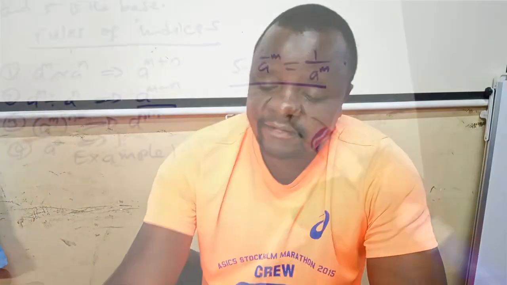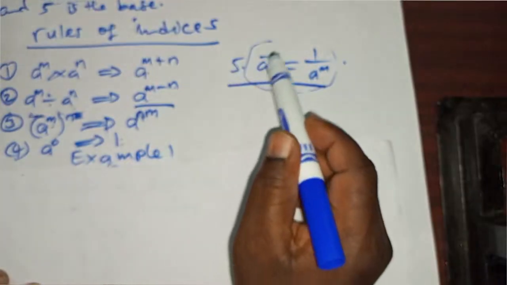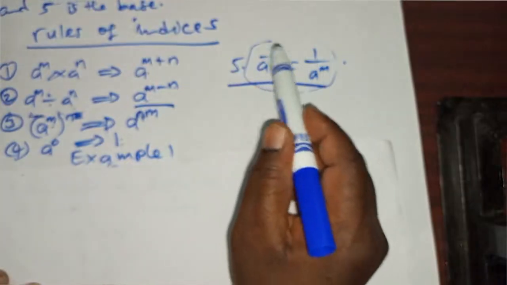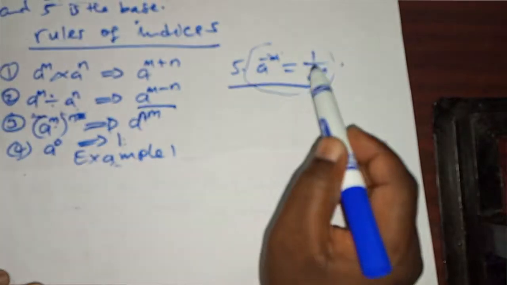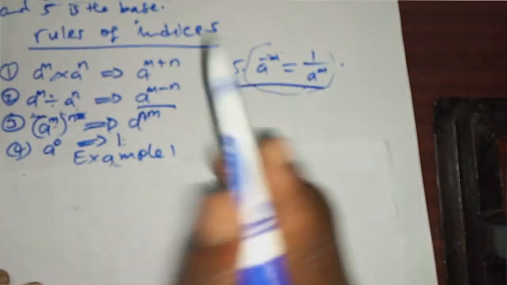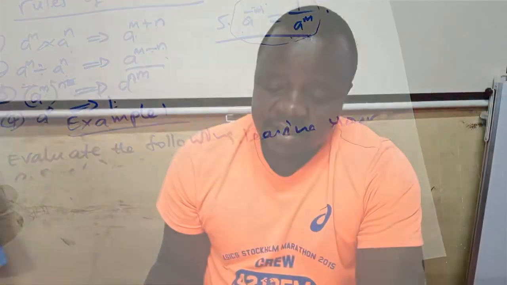Now let us look at rule number 5, which is about negative indices. If you have a to the power negative m, then to remove this negative, you have to take the reciprocal, which is 1 over a to the power m. That is what is supposed to be done. Then let us look at examples and how we apply these laws of indices.